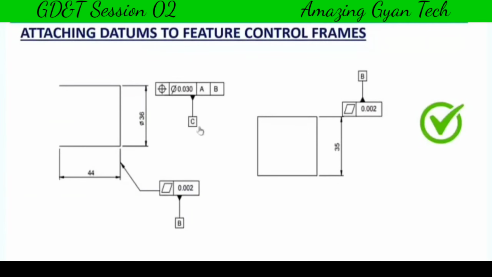So the correct way of attaching the datums to the feature control frame is this method. The feature control frame is here. You can attach it to the bottom or to the top using a normal datum symbol representation method. Use the triangle and use the square box to include the datum letters here. This will make your drawing look very clear, and it will avoid ambiguity, and proper interpretation of the drawing can be done if we use this kind of representation.